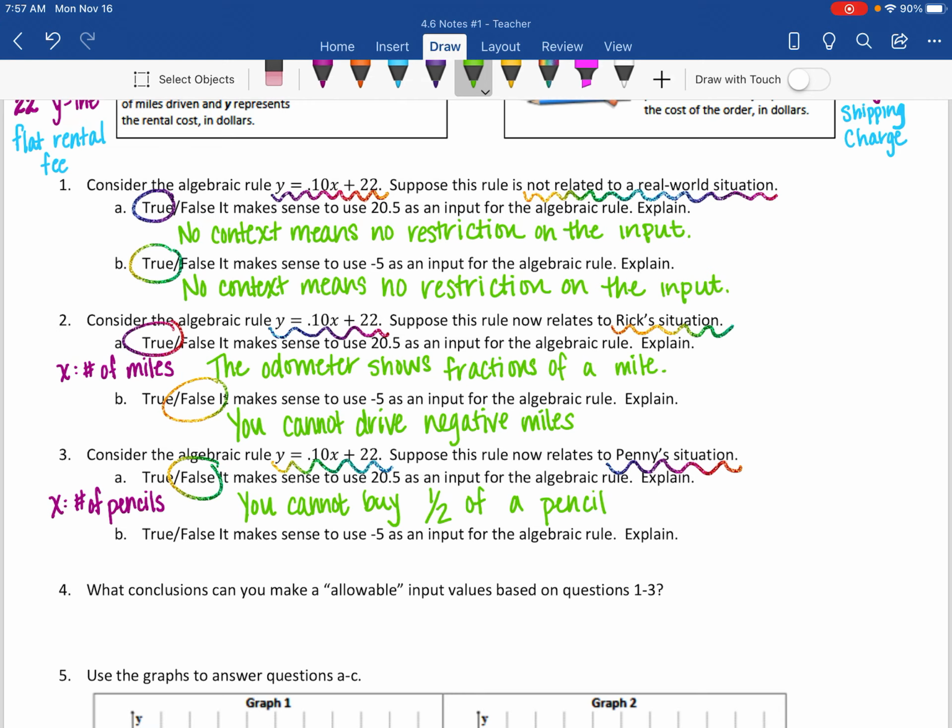Okay. All right. Next one. True or false? It makes sense to use -5. Can you buy a negative number of pencils? False. You cannot buy a negative number of pencils.